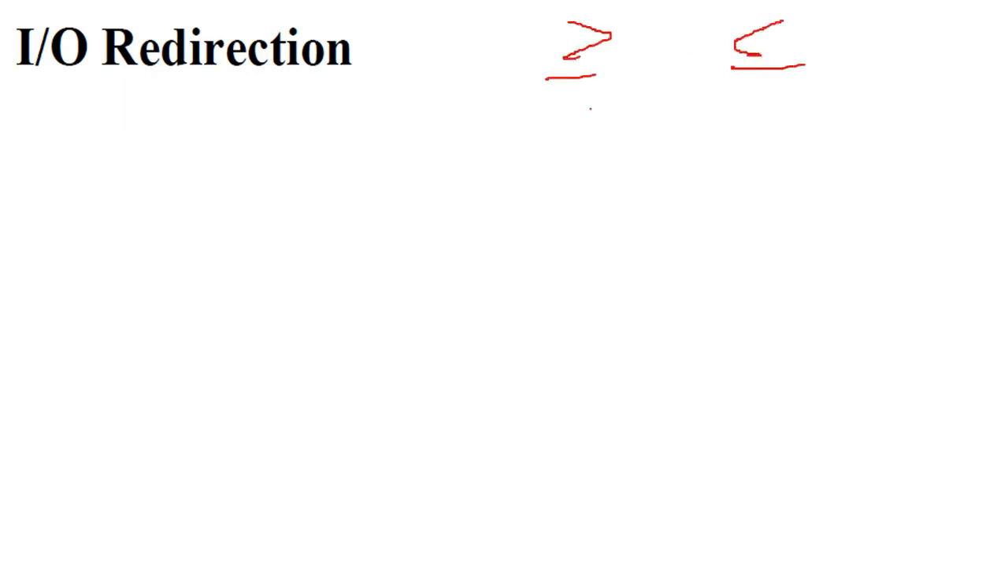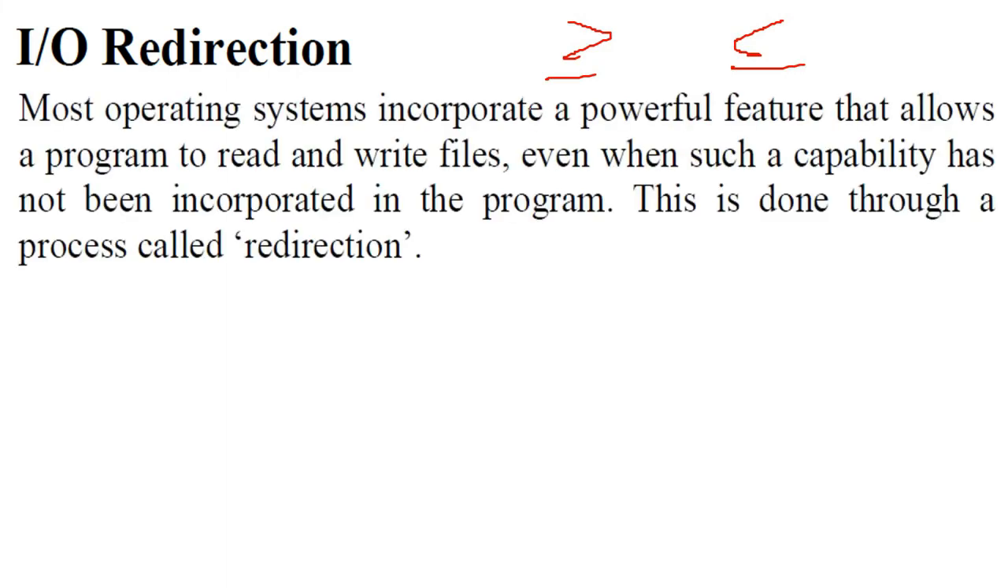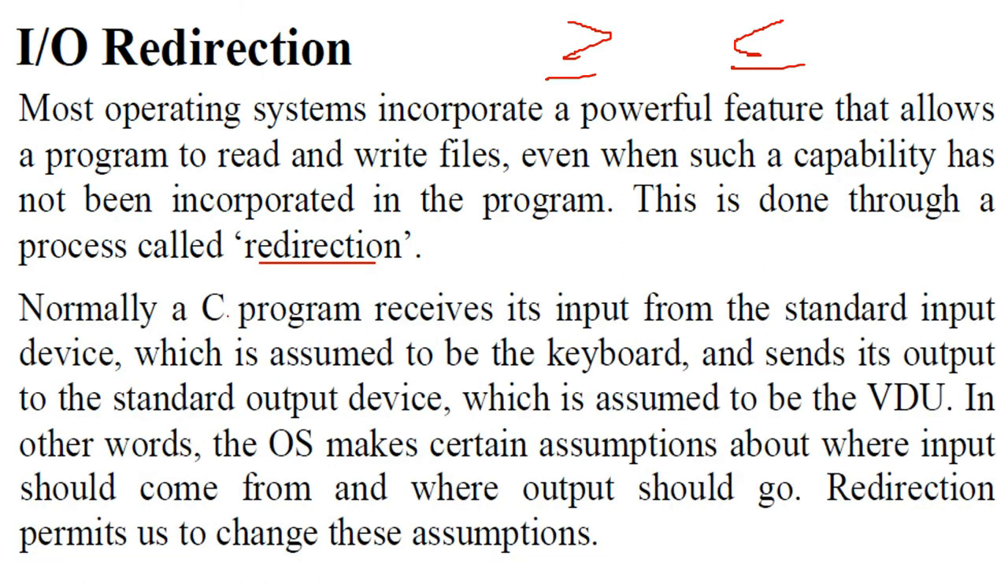These are the signs which are used for redirection. Operating systems have a very powerful feature. Even when such capability has not been incorporated in the program, they provide you with certain capabilities, and this is done through redirection. A C program generally receives input from the standard input device, which is assumed to be the keyboard, and sends output to the standard output device, which is assumed to be a VDU. That is, the operating system assumes where input should come from and where output should go. So this redirection permits us to change this assumption.